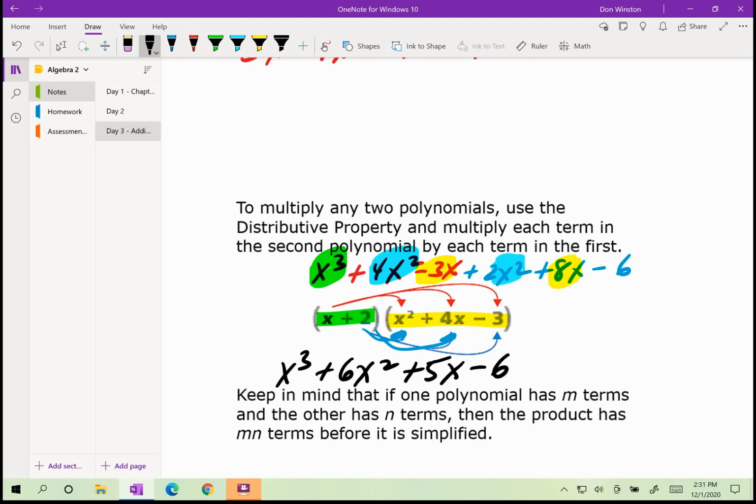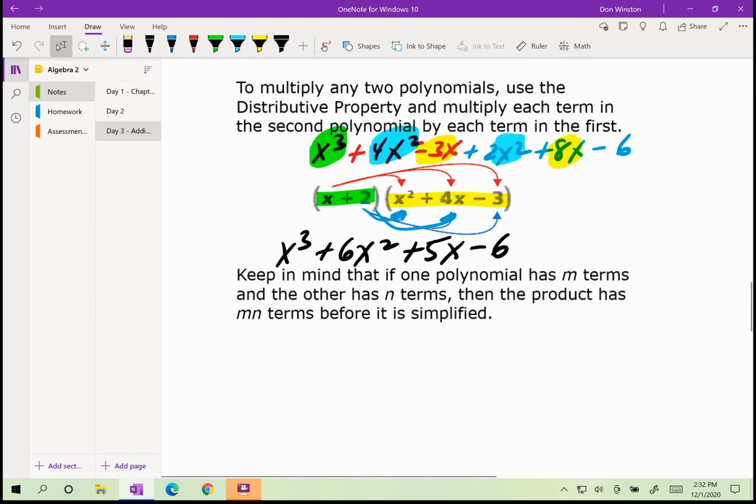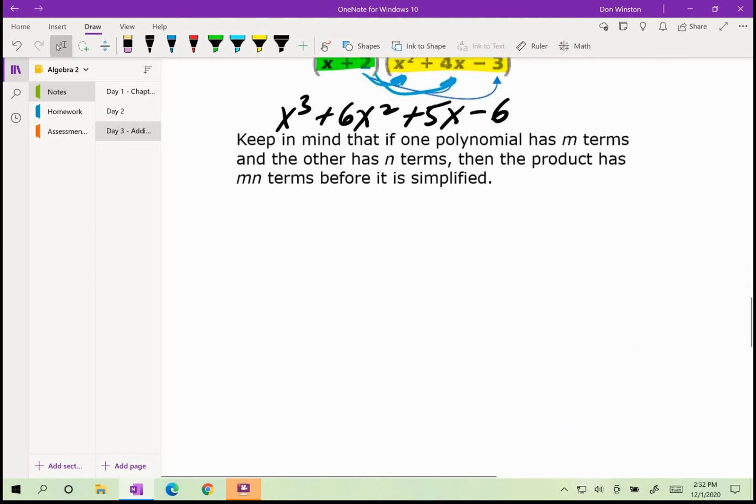It says keep in mind that if one polynomial has m terms and the other has n terms, then the product has m times n terms before you combine like terms or simplify. So I had 3 times 2. I should have had 6 terms, and I did before combining like terms. So that's one way you can multiply polynomials using the distributive property.